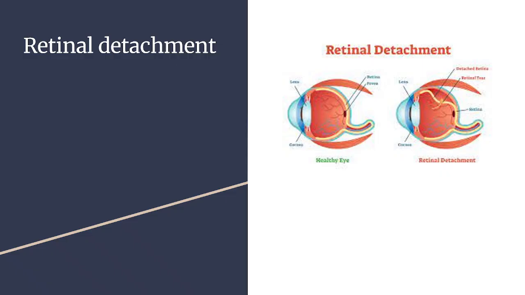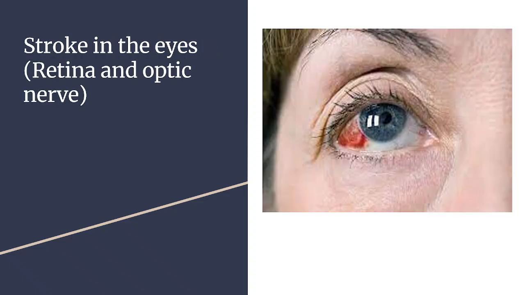Retinal detachment is a serious eye condition where the retina separates from its underlying supportive layers. This separation can lead to significant vision loss and even blindness if not treated promptly.